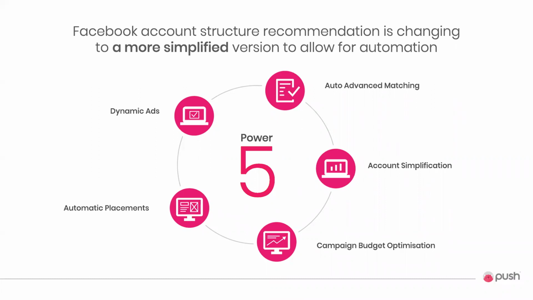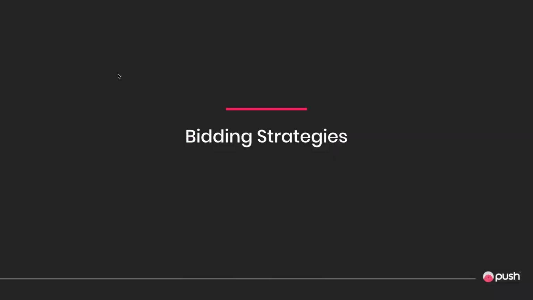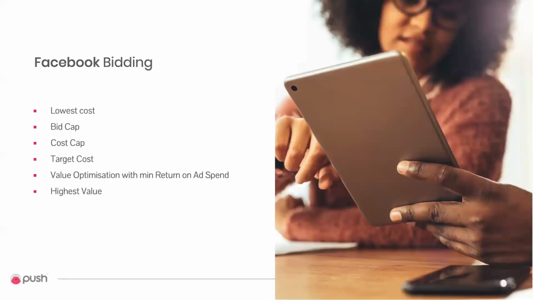Even with the bidding, the best way to bid on Facebook really is to use their own campaign budget optimization. Let Facebook do the work for you. Start thinking more about strategy, start thinking more about how you can create adverts that are going to appeal to your different audiences. So the different bidding strategies on Facebook, traditionally, 90% of accounts I see will just use lowest cost.